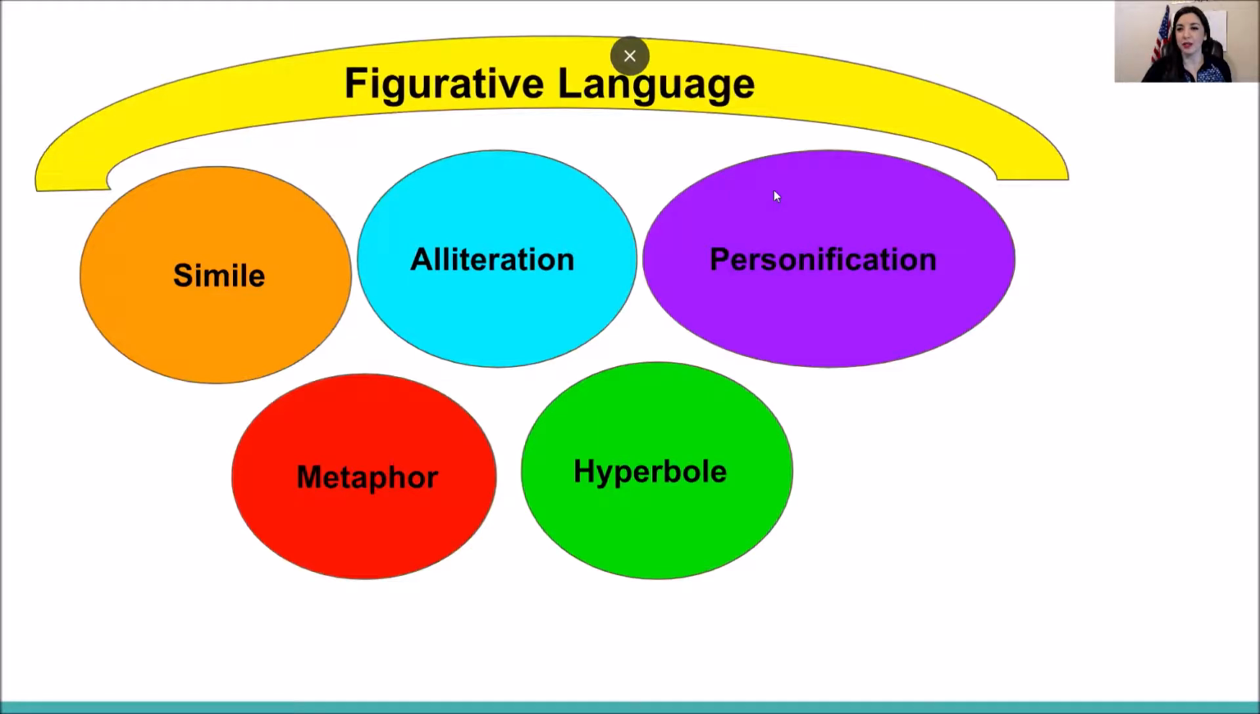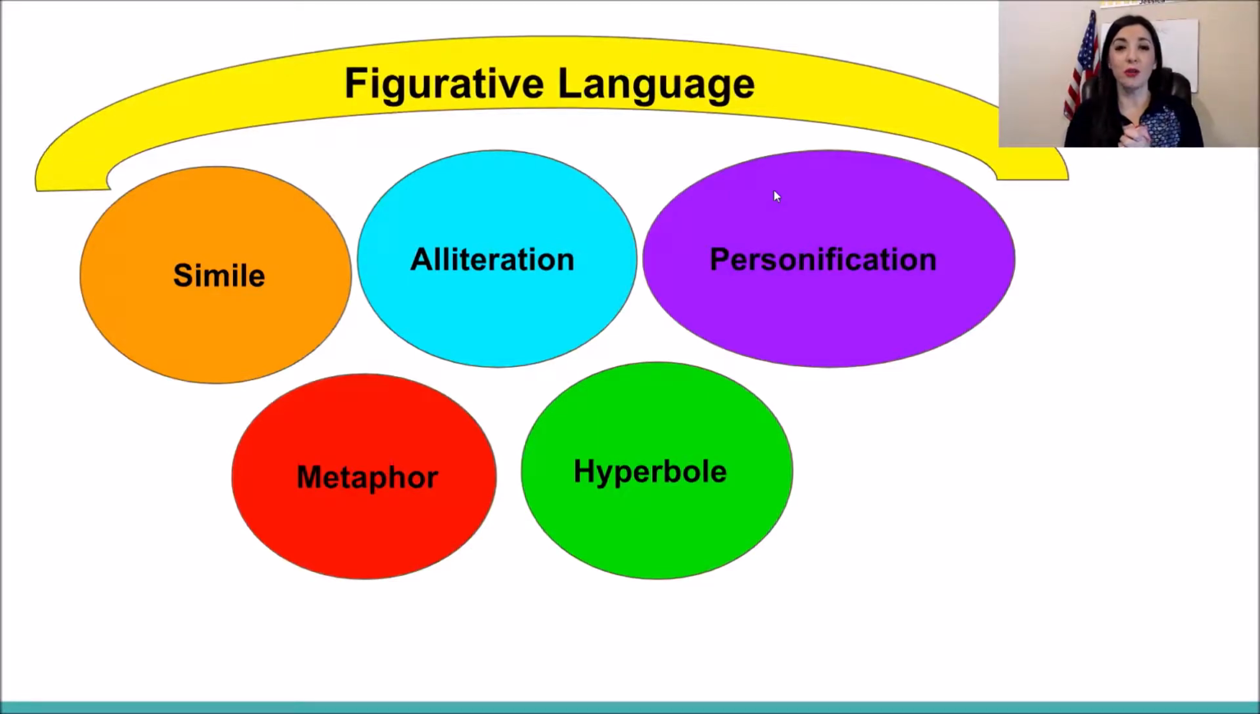Okay, so figurative language. What is it? Figurative language is used to make the English language more interesting. It's also used to express more clearly what a person wants to say or write.